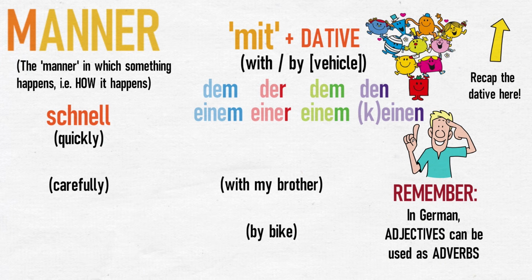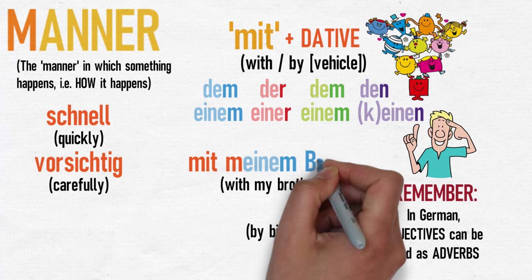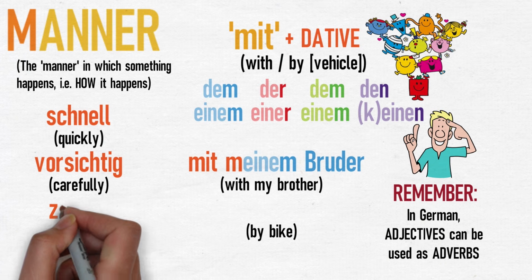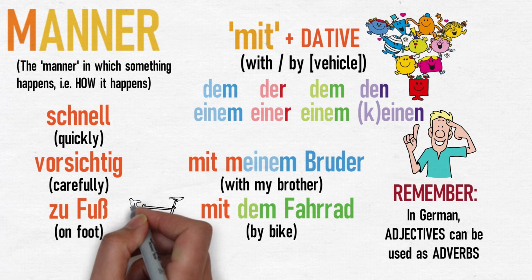Some phrases that we might use in this section of the tempo rule are schnell, quickly, vorsichtig, carefully, mit meinem Bruder, with my brother, zu Fuß, on foot, mit dem Fahrrad, by bike.